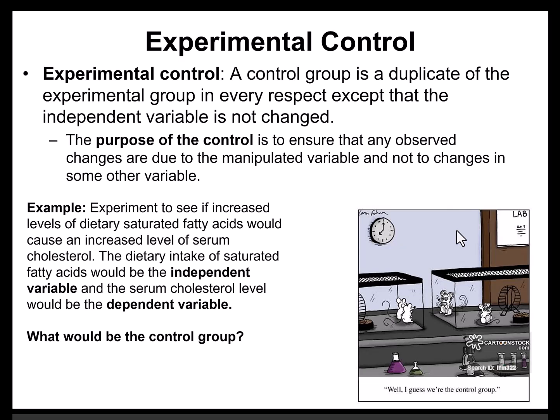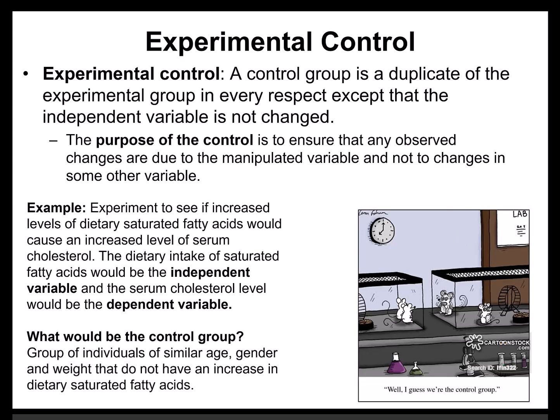So previously we talked about the experiment to see if increased levels of dietary saturated fatty acids would cause an increased level of serum cholesterol. As I said, the dietary intake of saturated fats would be the independent variable, and the serum cholesterol level would be the dependent variable. What would be the control group? Think about that for a moment. So the control group would be a group of individuals, and you'd want them to be around the same age, gender, weight, that does not have an increased level of dietary saturated fats.